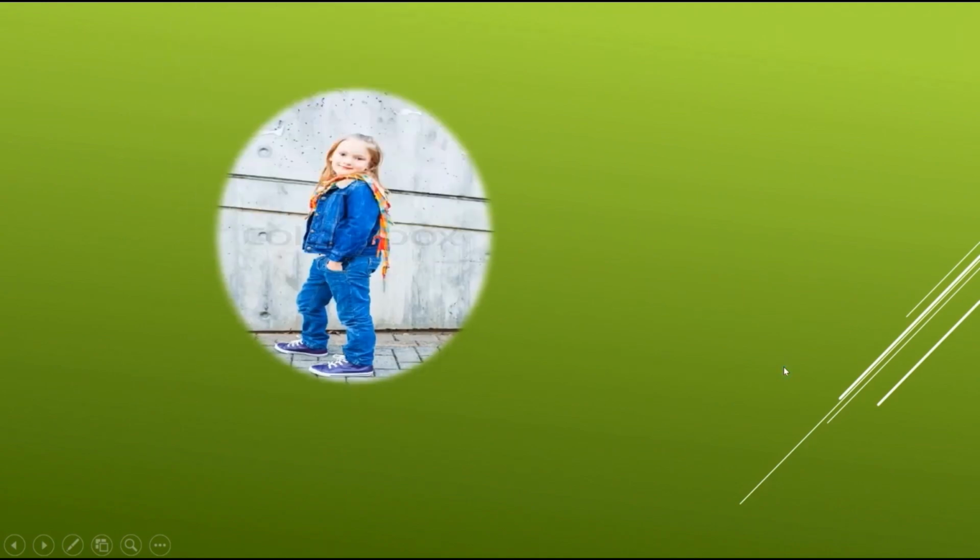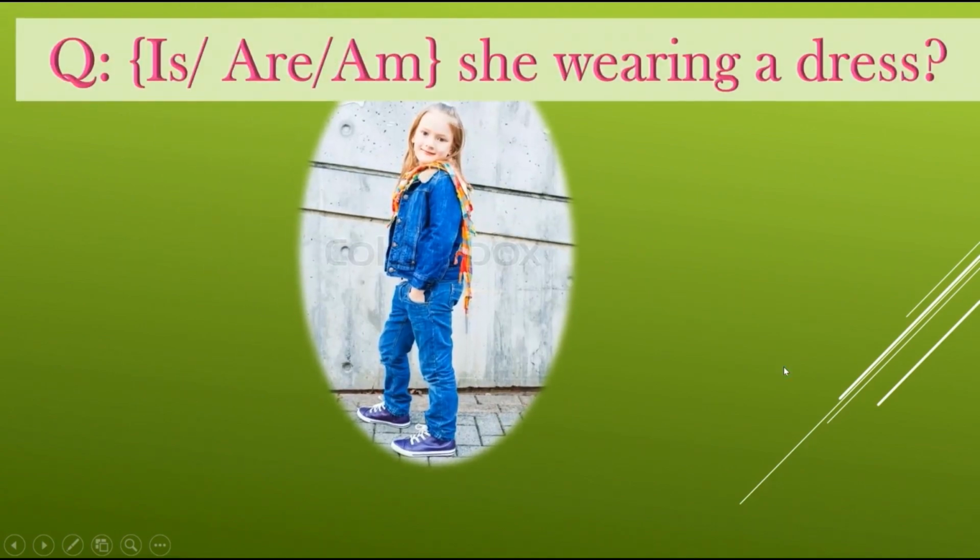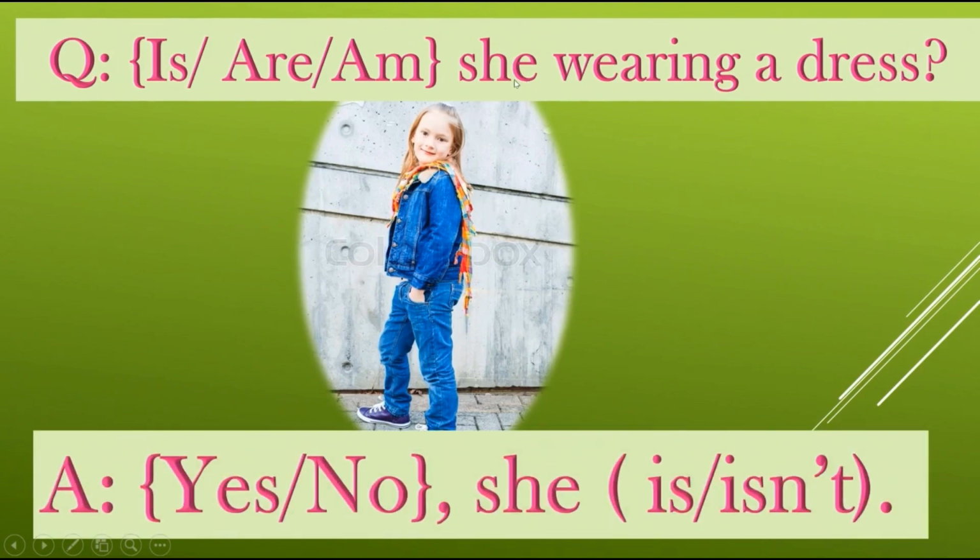Okay, now let's go to another example. Here we have is, are, am, she wearing a dress. What is the correct question word? Is, are, or am? Okay, first you have to look at the subject. What is the subject here? The subject is she. So what would be the question word if the subject is she? It should be "is." Okay, so you have to say, is she wearing a dress?